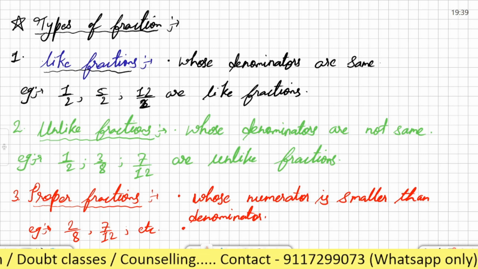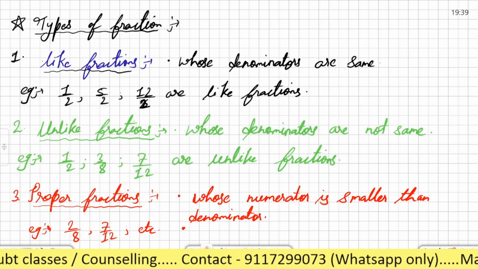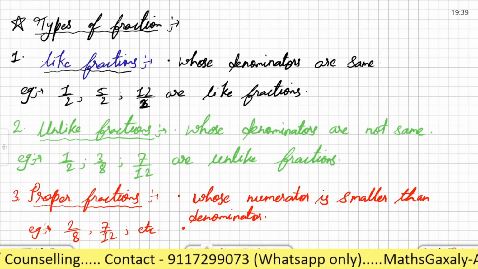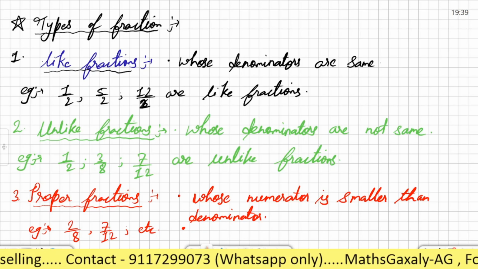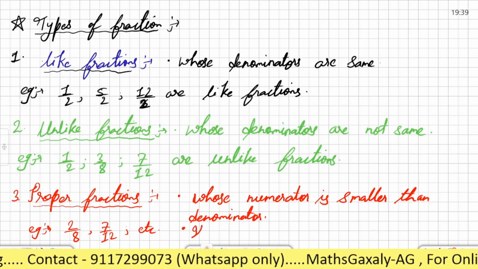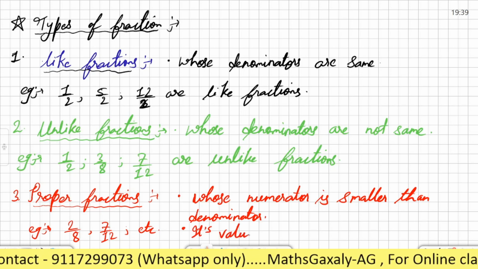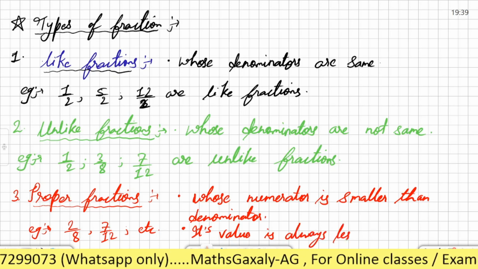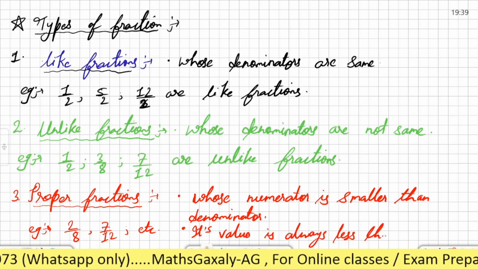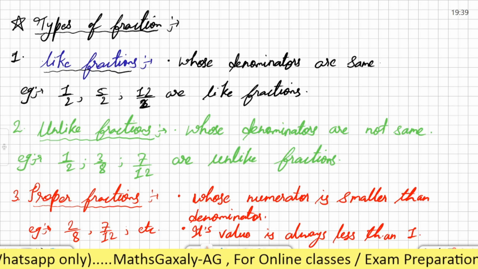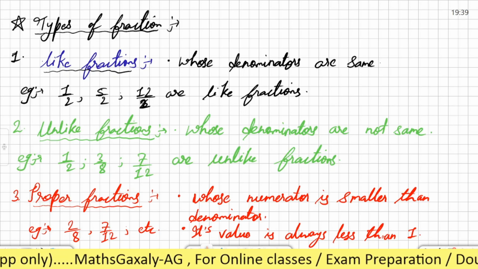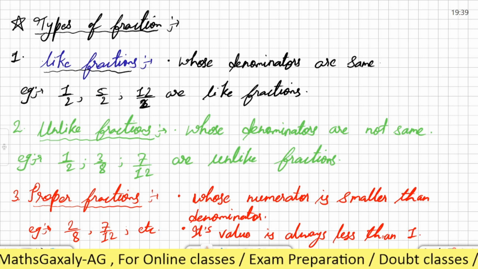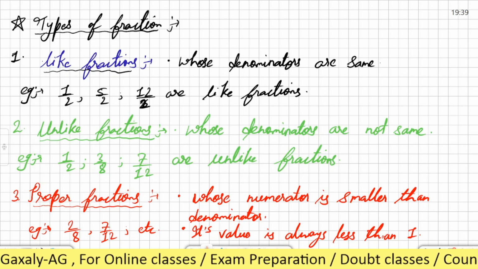Whenever you divide or find the value of such a fraction, its value is always less than 1. Is it clear? Do you want any explanation for this point? No? You can easily divide, just divide 2 by 8. We can't divide it in one times.